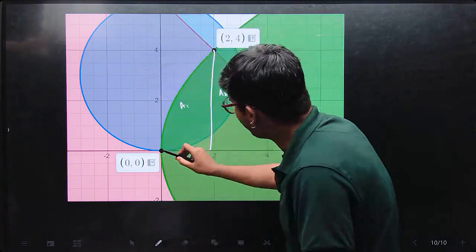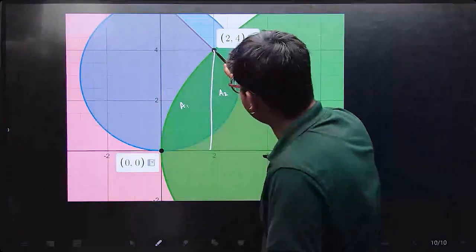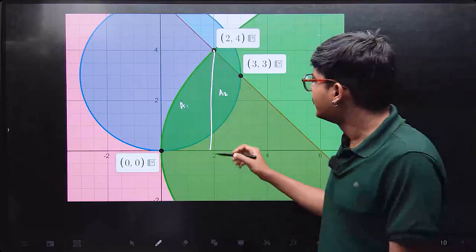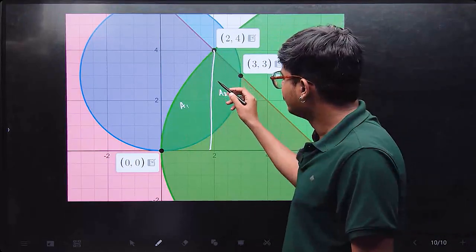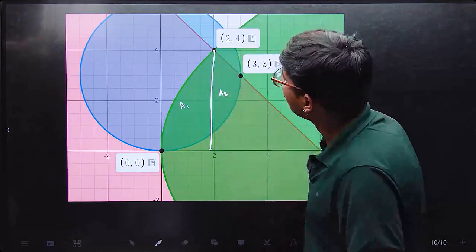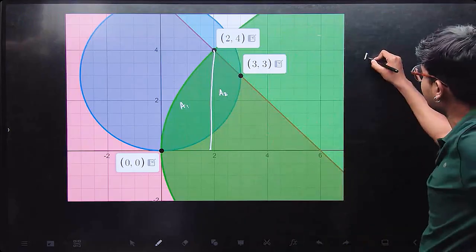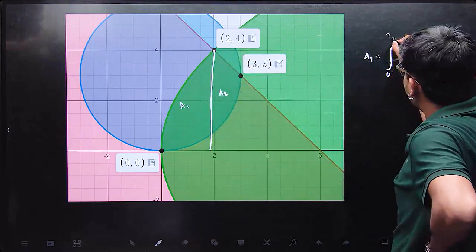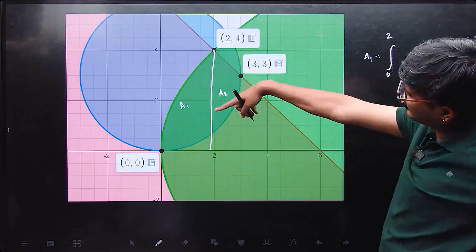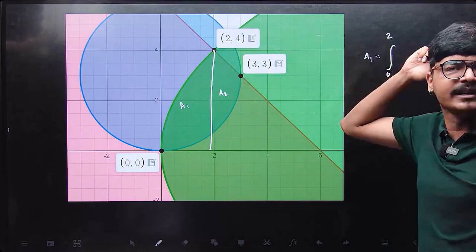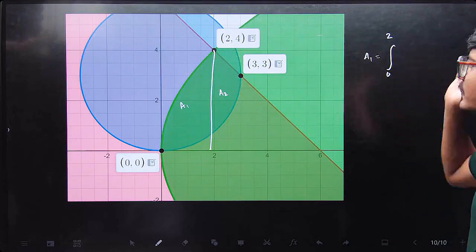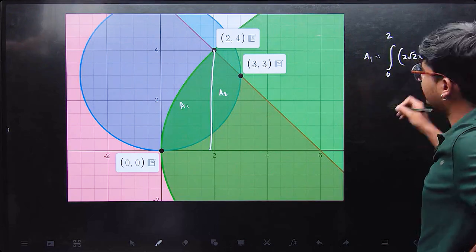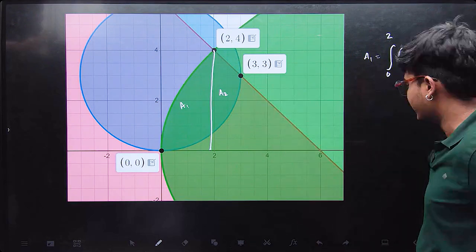So what can I say about A1? For A1, the upper curve is this, the parabola. The lower curve is the circle, right? Yes or no? And there's this line as well, right? So what will be the first area? A1 can just be written as the integral from 0 to 2. The upper curve is the parabola, right? So y squared equal to 8x, so y is equal to 2 root 2x, right? Minus the lower curve, which is given by the circle, right?